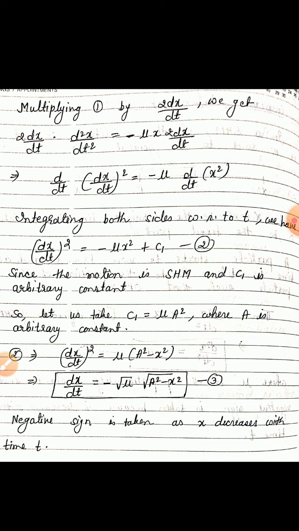Since amplitude is not given here and the motion is SHM and c1 is an arbitrary constant, as in the previous theorem, we will take the value of c1 as mu capital A square where A is the arbitrary constant. So equation 2 implies dx by dt whole square equal to mu into capital A square minus x square. This implies dx by dt is minus under root mu under root A square minus x square. Give it as equation 3. This is the expression for velocity. We have taken the negative sign here as x decreases with time t.